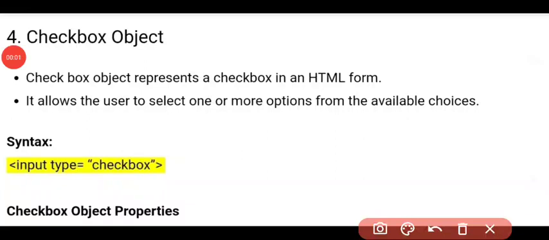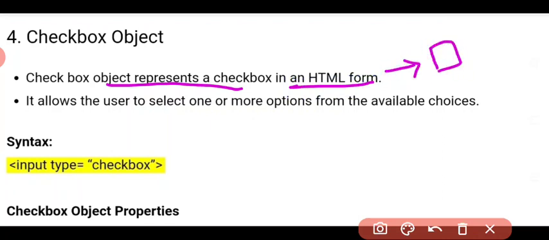Good morning, friends. The next topic is the checkbox object. The checkbox object represents the checkbox in HTML. We have a symbol for the checkbox. It is a square shape symbol. This is used for the checkbox.